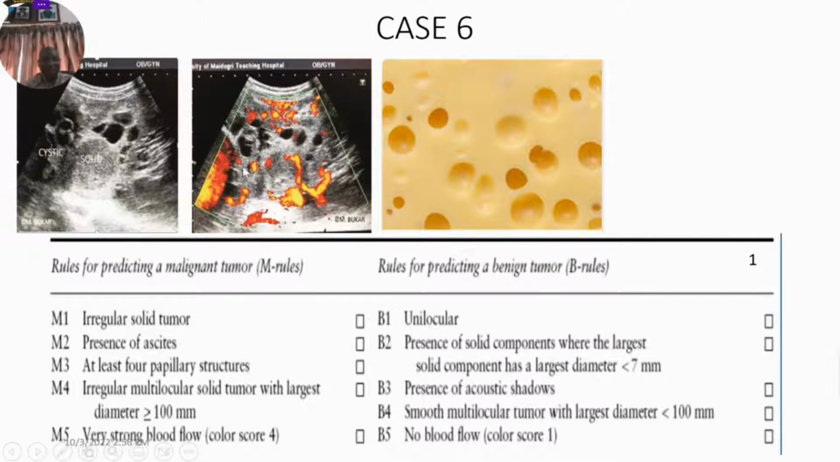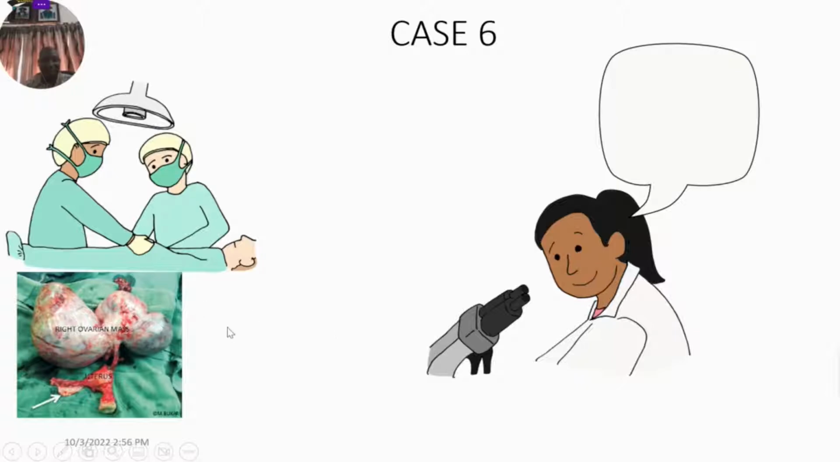By subjective assessment, this is a typical Swiss cheese appearance of granulosa cell tumor, but the only M feature was very strong blood flow, no B features, so it's classified as malignant. She underwent surgery, and histopathology confirmed that it was an adult granulosa cell tumor.